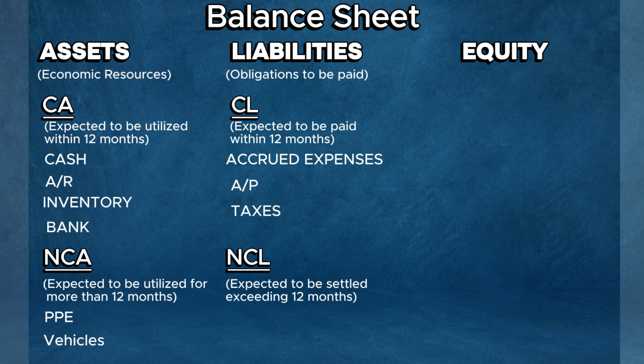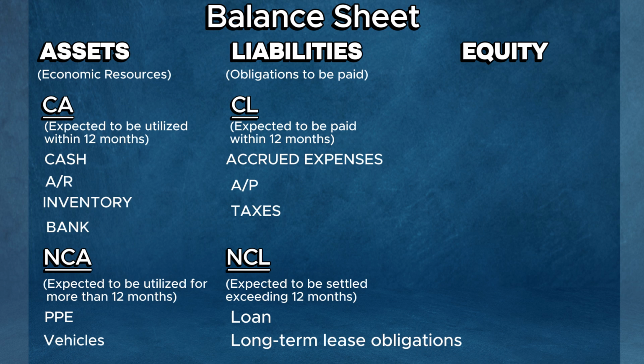Second come the non-current liabilities. They are the long-term obligations that a business can settle after 12 months. They can last for years. Common examples of non-current liabilities are loans and long-term lease obligations.